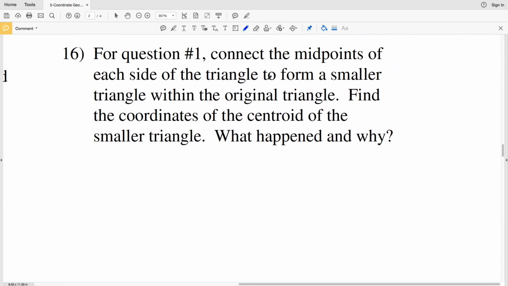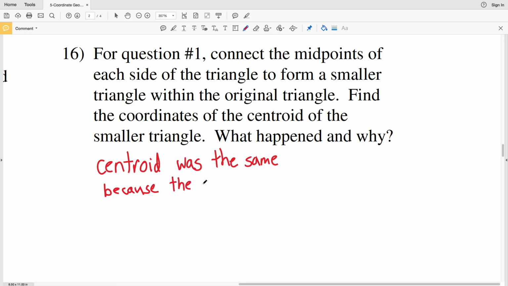So back down to number 16, it says what happened and why, and we can say that the centroid stayed the same. And why is that? Well, if you notice, the medians didn't change. So the centroid was the same because the medians did not change. And where the medians intersect is where that centroid lies. So if the medians don't change, they're still going to intersect at the same point.